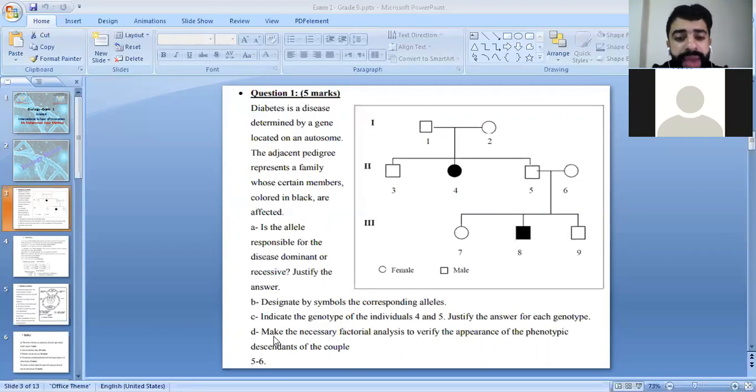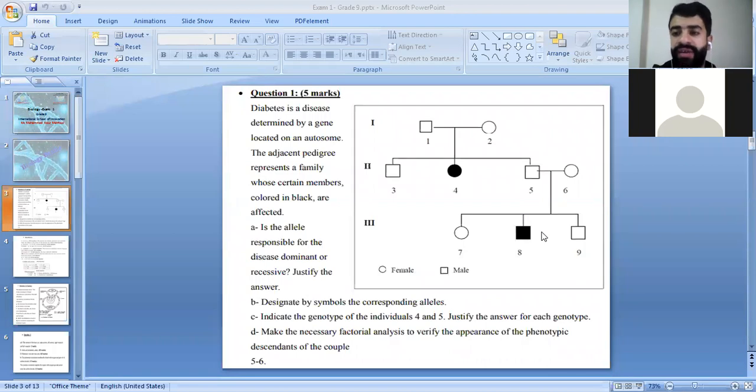For part D, make the necessary factorial analysis to verify the appearance of the phenotypic descendants of the couple 5 and 6. 5 and 6, as we said, are normal, but they gave birth to an affected child, which is 8.